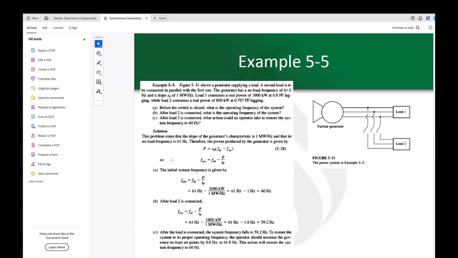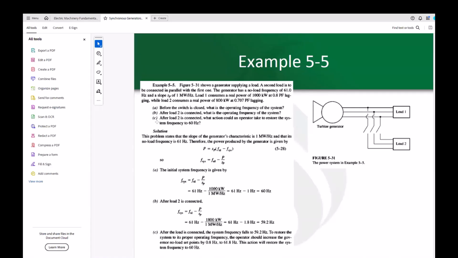So part A, when the system is using this characteristic, when there is only one load in the system, you can come up with F of the system, or F at loaded conditions, to be equal to F at no load conditions minus this P over SP. P is 1,000 kilowatts, which gives us 60 hertz. After load 2 is connected, we're adding to the load by 800 kilowatts. So this makes our frequency go less than 60 hertz, to become 59.2.